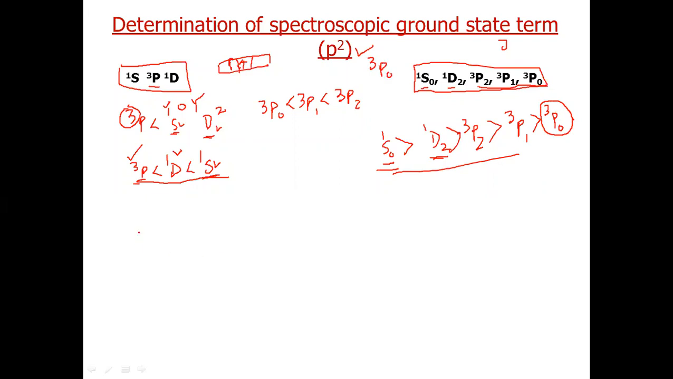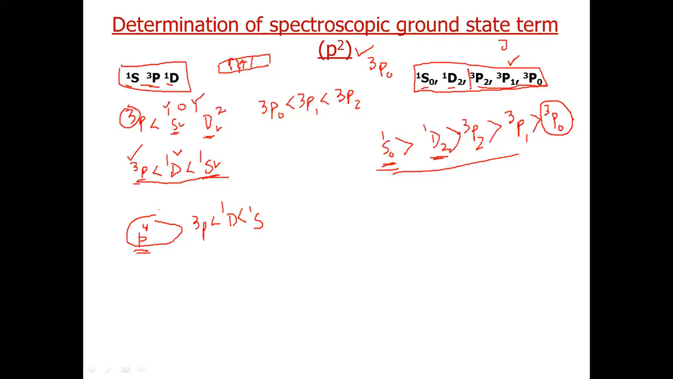Now let us try to calculate it for the p4 configuration. Like we said earlier, this system is similar to the p2 system with the help of hole theory, because it contains two holes. So it has the same term symbols, 1S, 3P and 1D. So the order will again be the same. 3P is less in energy than 1D, which is less in energy than 1S. So if we apply this, 1S0 has the highest energy, then 1D2.